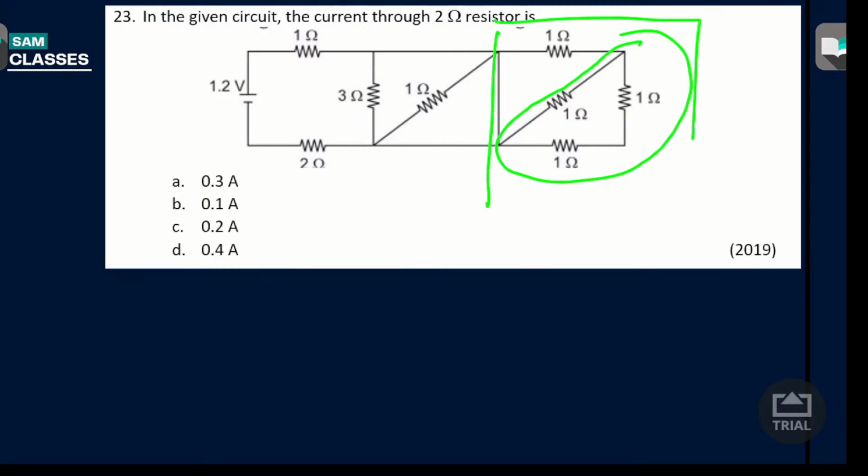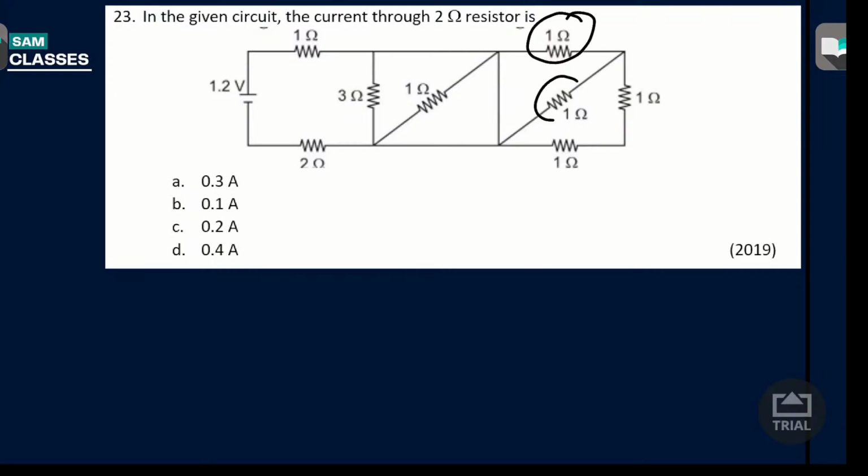See, just focus on this part. Everybody just focus on this part. Okay. You can see that I can make a circuit like this. This one parallel. These two series but together parallel.